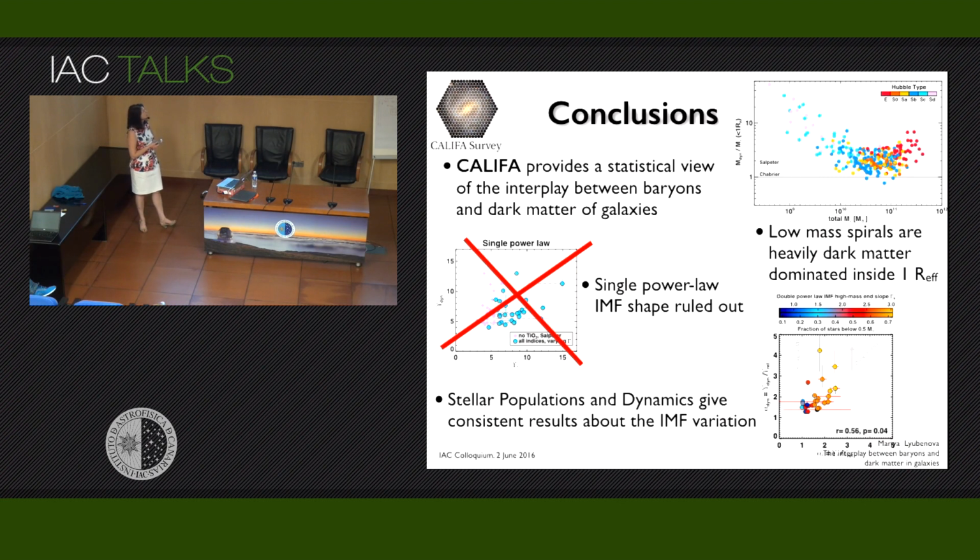So my final slide about CALIFA. The important thing to remember is that it provides a statistical view of the interplay of baryons and dark matter of galaxies. We are observing interesting features in the total to stellar mass-to-light ratios of galaxies, and we have found that low mass spiral galaxies are heavily dark matter dominated inside the effective radius. How much exactly? This is ongoing work.